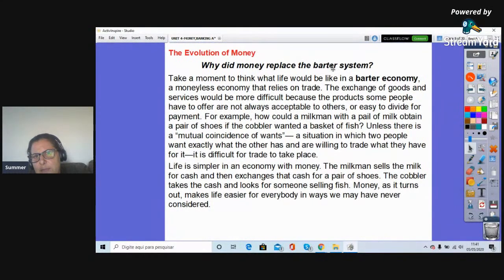So why did money replace the barter system? Just like we said, it's much easier. If I want to buy a car, I have money, I can give the car dealer money. The car is worth 30,000 reais. Okay, it's acceptable for both of us. If I don't have money, I'm going to use the barter system. I would need to offer the car dealer a service or another good that I have. And sometimes the car dealer does not really need what I have to offer. Okay?